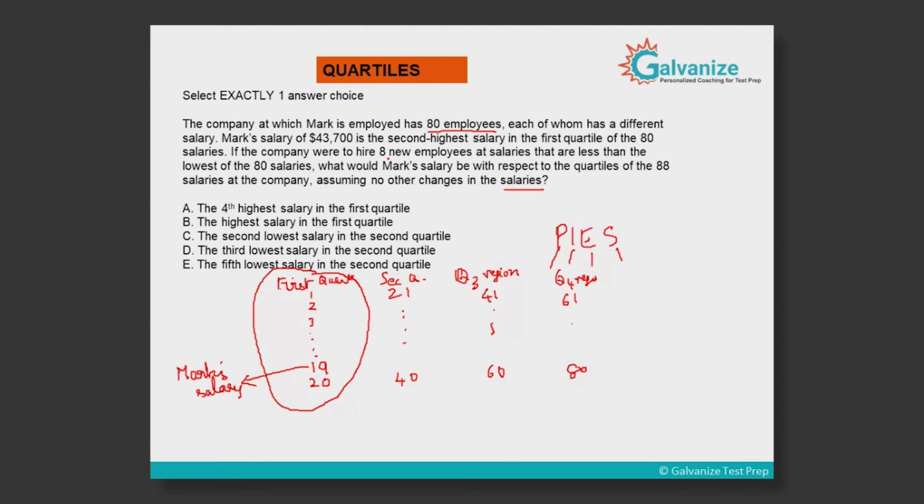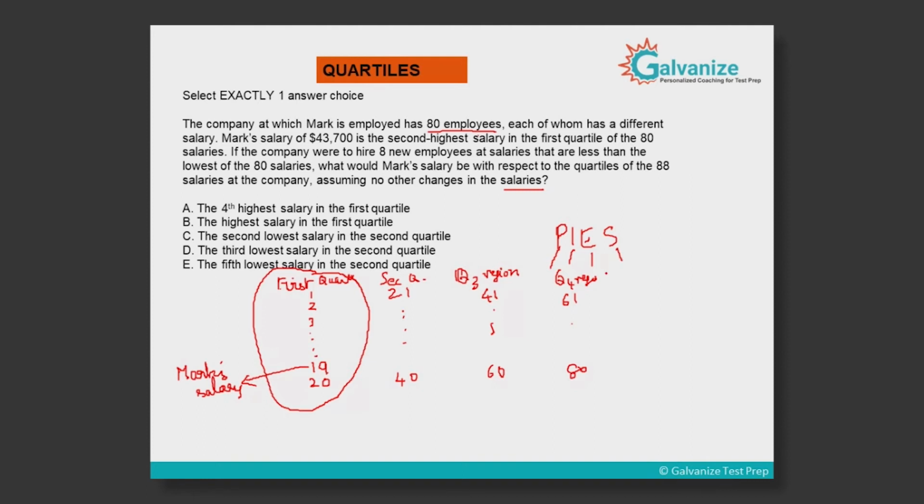Now, look at the third statement. If the company were to hire 8 new employees at salaries that are less than the lowest of the 80 salaries. Very interesting. So the company is going to hire 8 new employees, and all these employees' salaries are less than the lowest of the 80 salaries. Of these 80 salaries, which is the lowest? As I told you, the data is sorted in ascending order from small to big. So the lowest salary here is the first salary. So the new employee salaries are lesser than the first salary, right?